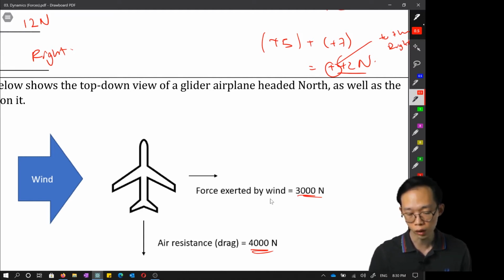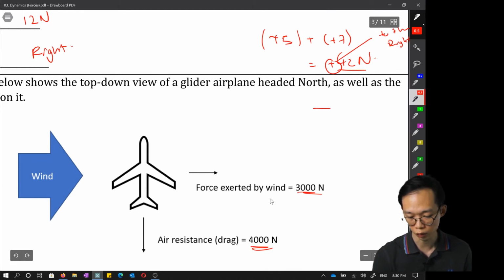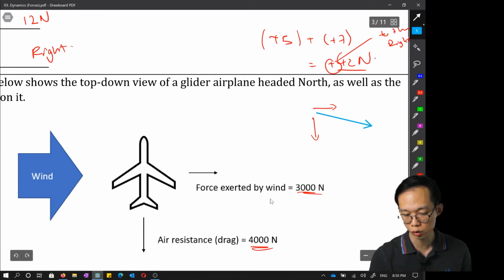Well, intuitively we know that if it's this much force and we are trying to add it to this much force, the sum of it should be somewhere in between these two in direction. But exactly pointing where?